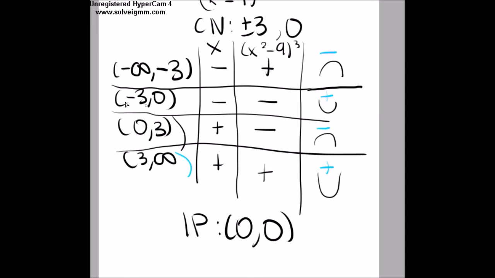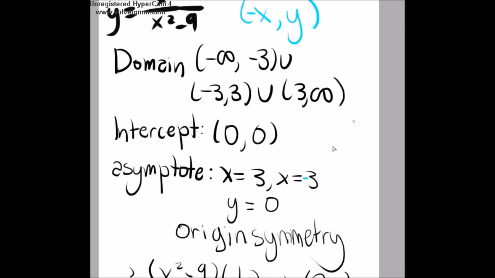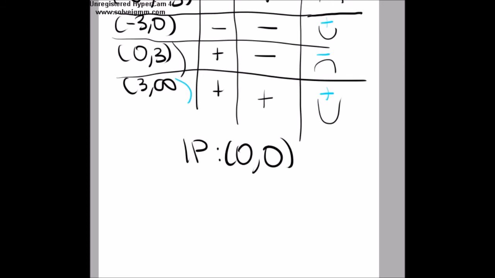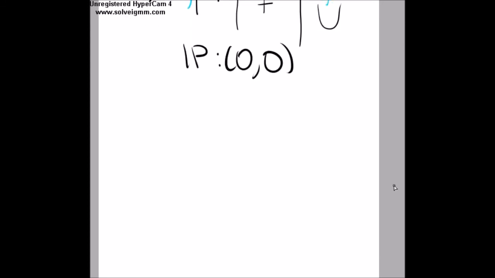And then based on this little chart here, it looks like we have 3 points of inflection, but we actually only have one, because if you remember earlier, we have vertical asymptotes at 3 and negative 3, so we only have 1 point of inflection, which is (0, 0). Sorry guys. Okay, so now we can actually draw out the graph.